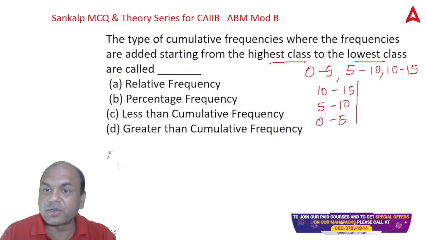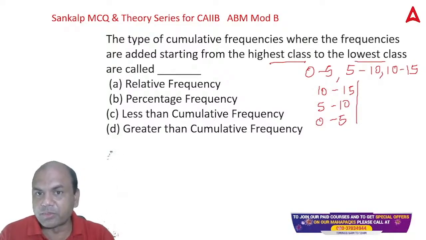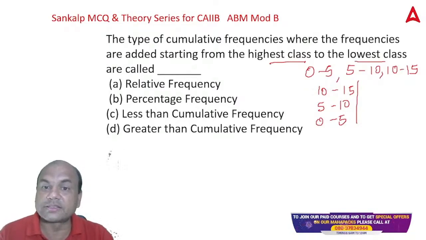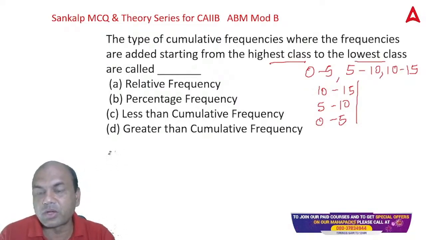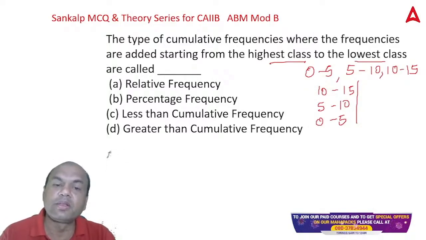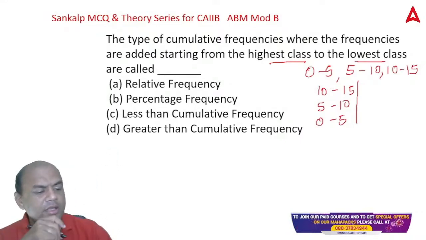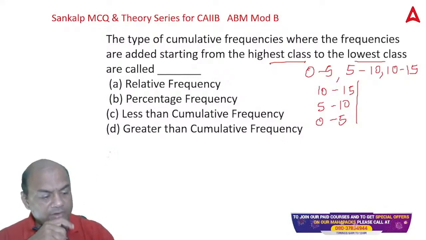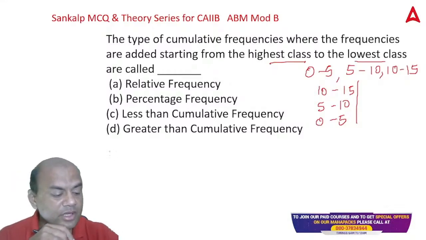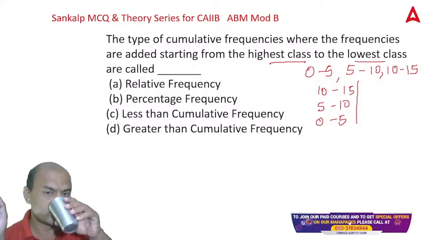In that case, if I go in this way, what is it called? This is the question. The type of cumulative frequency where the frequencies are added starting from the highest class to the lowest class is known as what? Relative frequency, percentage frequency, less than cumulative, or greater than cumulative? Type in the comment section.